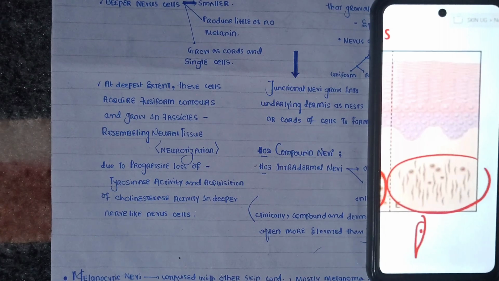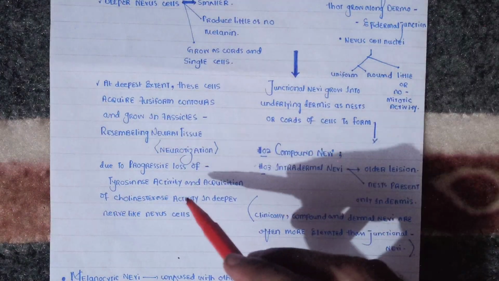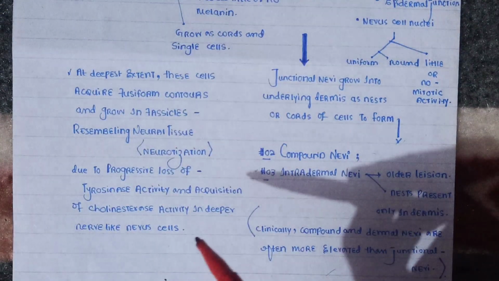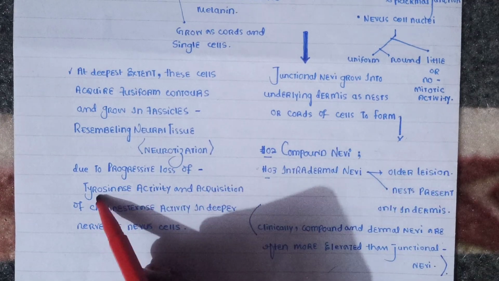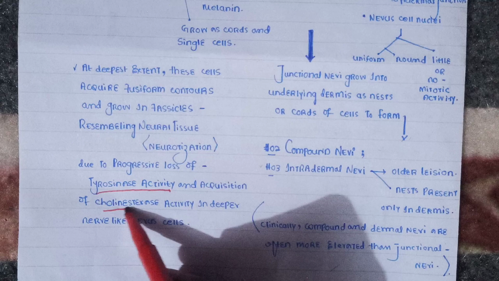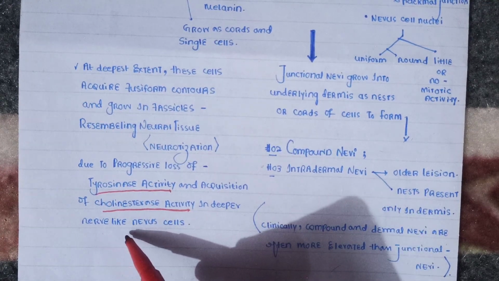progressive loss of a particular enzyme activity, loss of tyrosinase activity and acquisition of cholinesterase activity in the deeper nerve-like cells. Actually, the tyrosinase activity is lost and the cholinesterase enzyme activity increases in the deeper nerve-like cells, the nerve-like nevus.